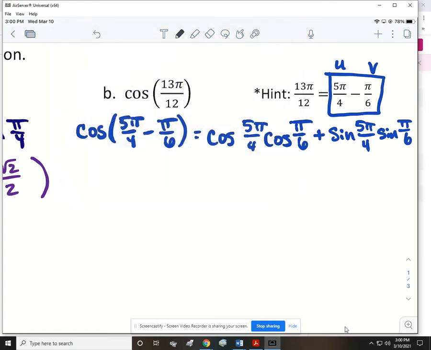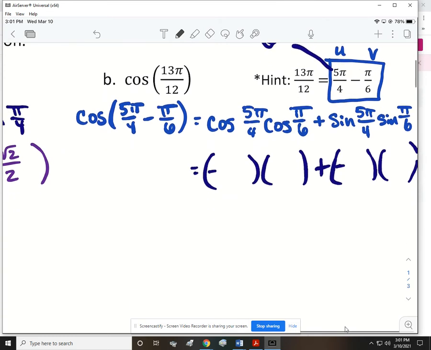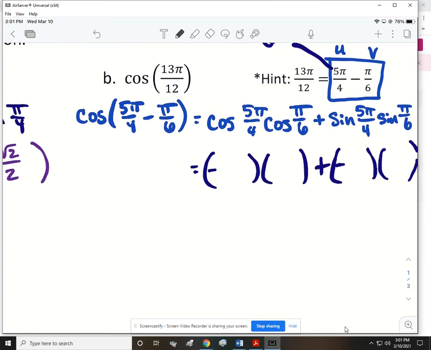Now what we'll do is use the hand trick and figure out what all of these are equal to. Now we do need to know what quadrant 5 pi over 4 is in. So 5 pi over 4 is in quadrant 3. So cosine is negative in quadrant 3, and so is sine. So I would go ahead and make those two parentheses negative on the inside. And then I don't have to worry about that anymore.